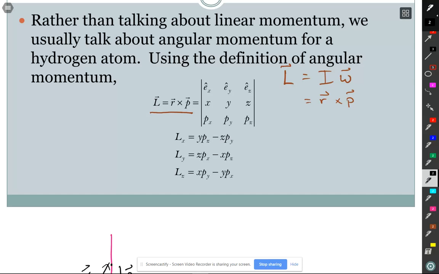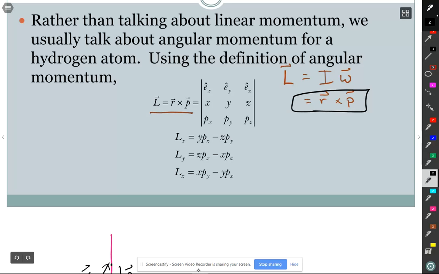It's important to see the difference, because when you have an electron orbiting the nucleus, we don't know what the radius is, right? We don't know what the path is. So the idea of I omega doesn't quite work out. I omega would work if it was doing a circle, but if we don't know the path, that's not going to work. But with the other definition, it still works. So this is the one we have to work with.